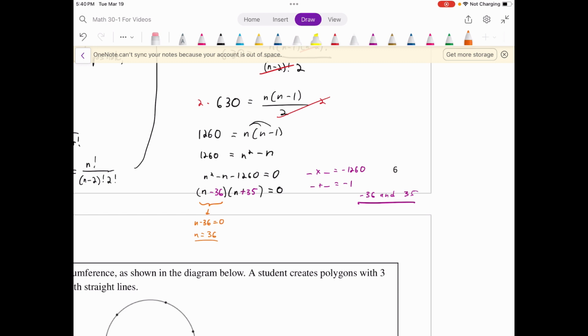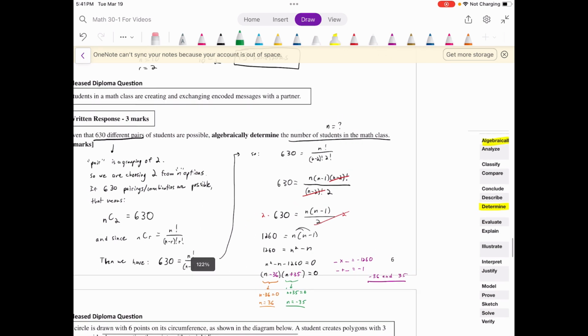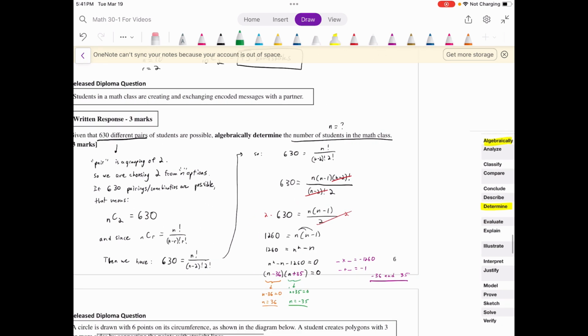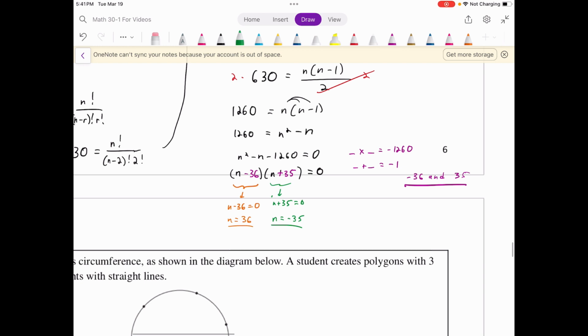But we have another solution condition here. This could also be true if n plus 35 were to equal 0, and therefore if n were to equal negative 35. So we get two solutions to this quadratic equation. However, do both of them make sense? Don't forget what we were trying to figure out here, right? We were trying to figure out the number of students in the math class. Can a math class have negative 35 students?